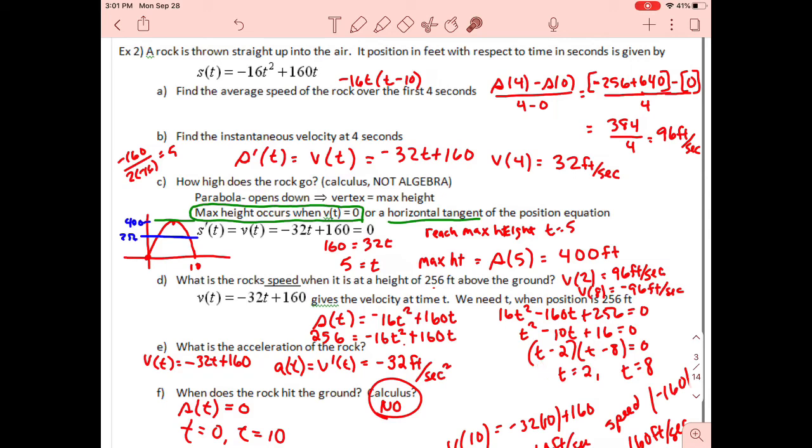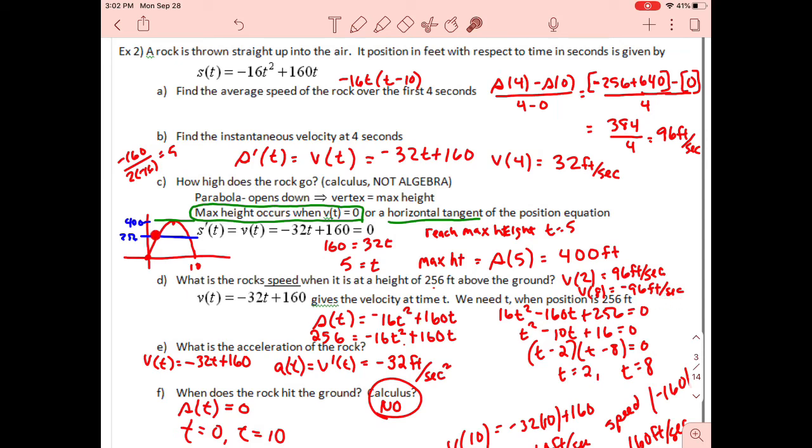So if I want to know the velocity at that time, I simply plug a 2 into the velocity equation. And remember, the velocity equation was negative 32t plus 160. So it's going to be negative 32 times 2 plus 160. That gives me 96 feet per second. When t is 8, if you plug an 8 in, you will get negative 32 times 8 plus 160, and that comes out to be negative 96 feet per second.